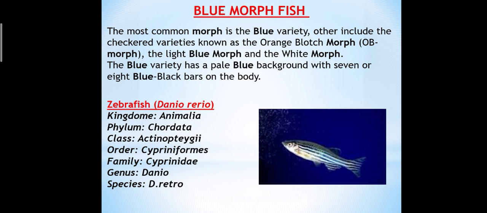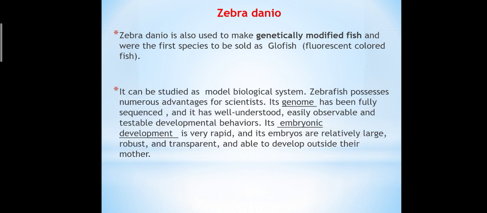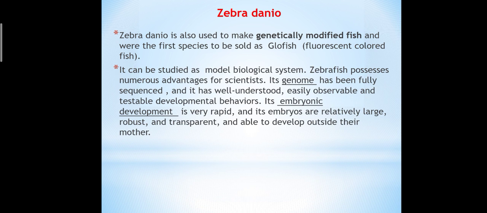Then zebrafish or Danio rerio. Classification wise, its order is Cypriniformes, family Cyprinidae, genus Danio, and species is rerio. Zebra danio is also used to make genetically modified fish and was the first species to be sold as glowfish or fluorescent colored fish. It can be studied as a model biology system.